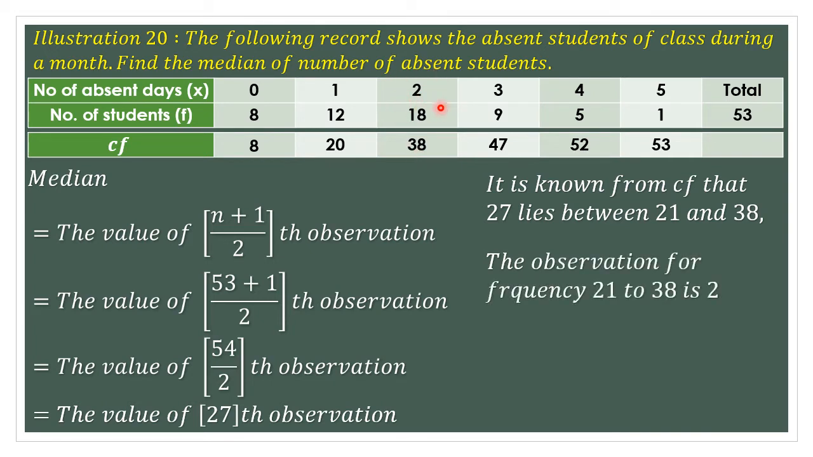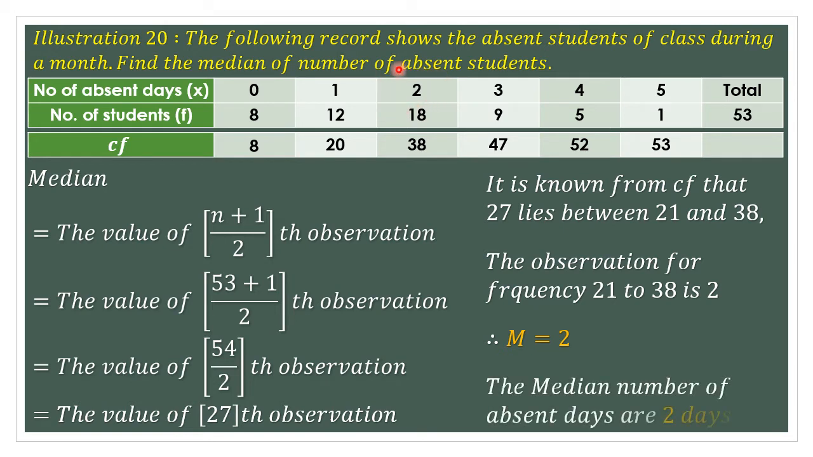Always remember, these values are not your answer. Your answer always lies in these values. The variable, this is just frequency. Frequency does not have your answer. Your answer is in the variable X. So when you get this CF 38, that your 27th observation lies in the CF 38, your observation here is 2, and that means your median value is also 2. So the median of your question, the median number of absent students is 2.